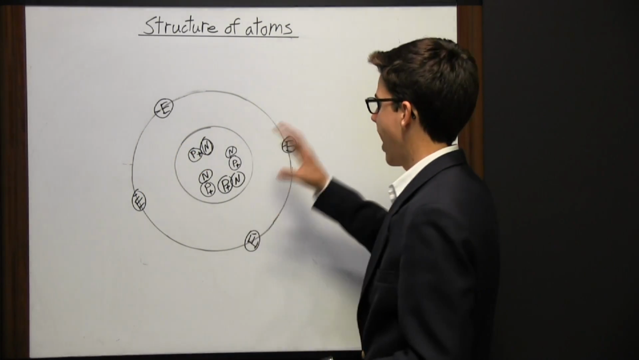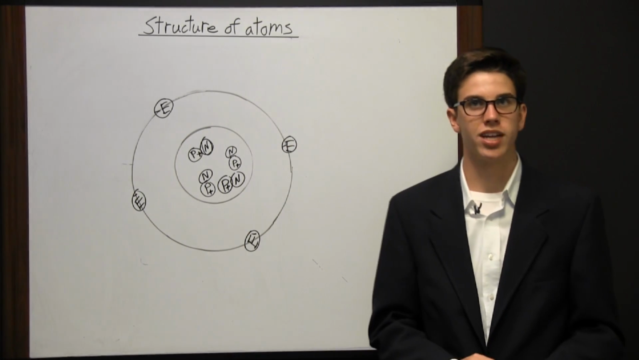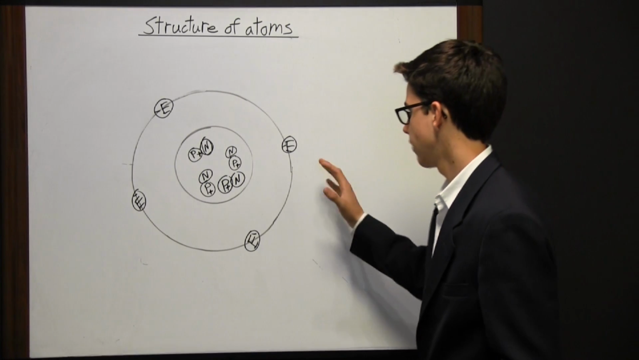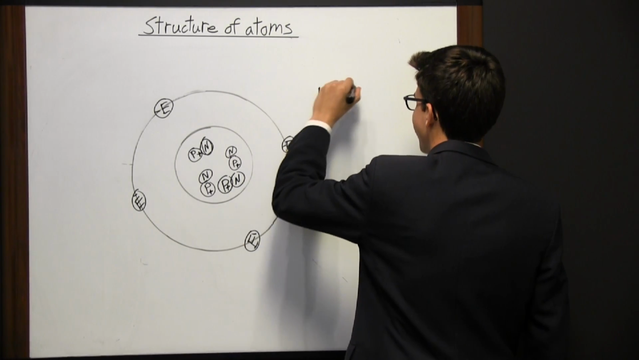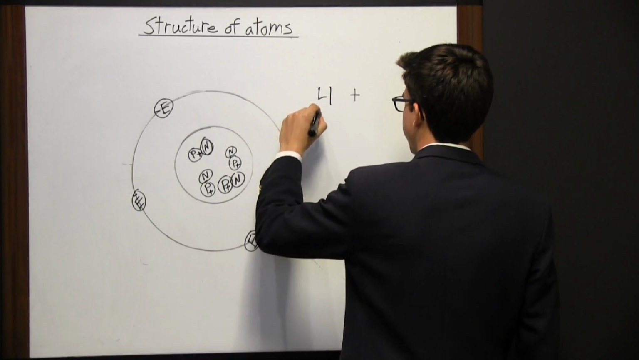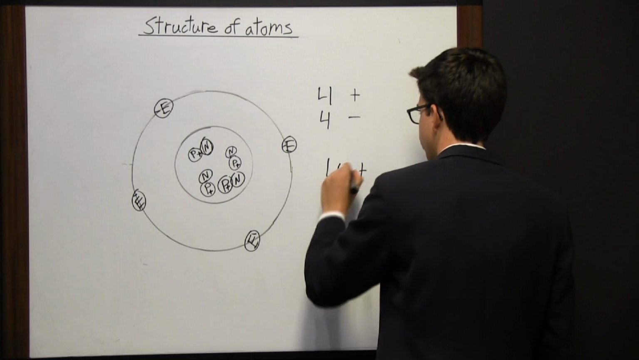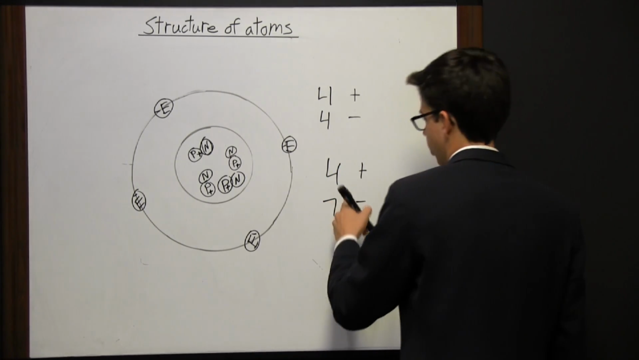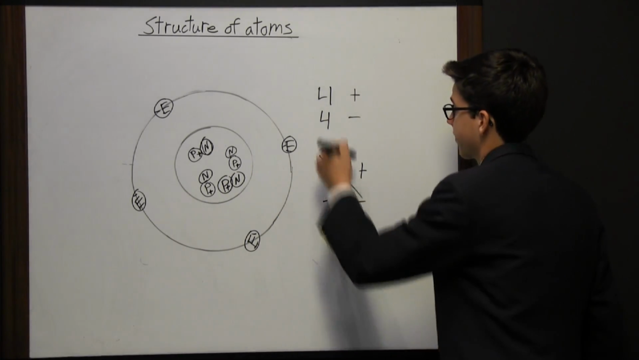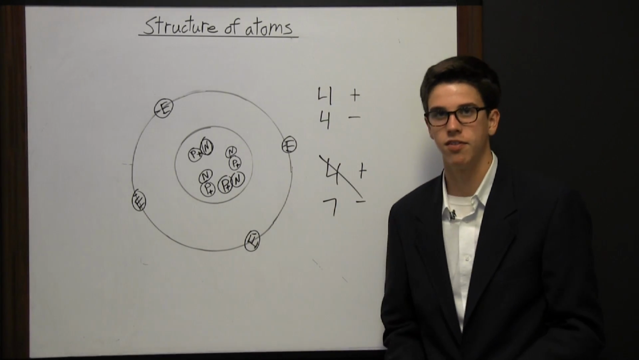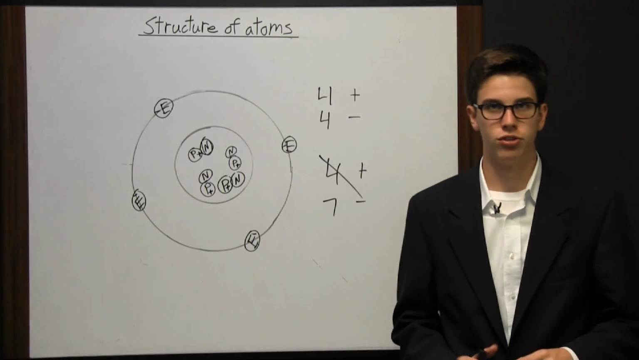Now remember earlier I said there has to be the same number of protons as there is electrons. And the reason for that is because this is a neutral atom, meaning it has no charge. And so the 4 positive charges that we have here cancel out the 4 negative charges we have. But say we had 4 positive charges and we had 7 negative charges, then overall this atom would have an overall negative charge. But that's not the case. Because there's the same amount of positive and negative charges, the atom as a whole is neutral.